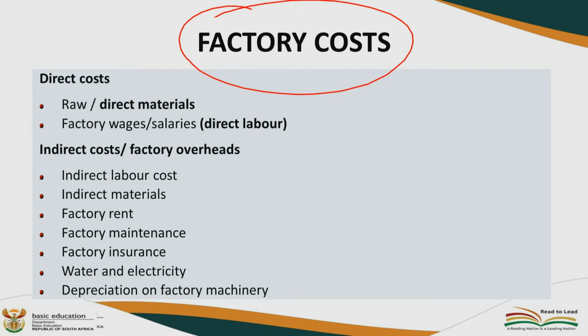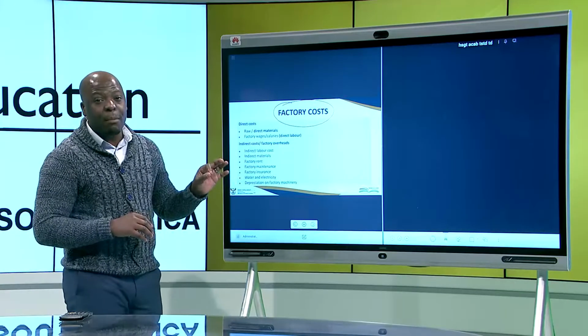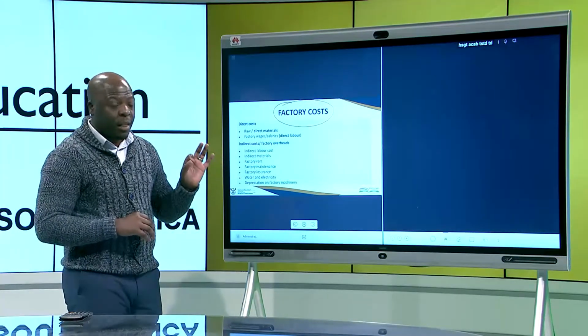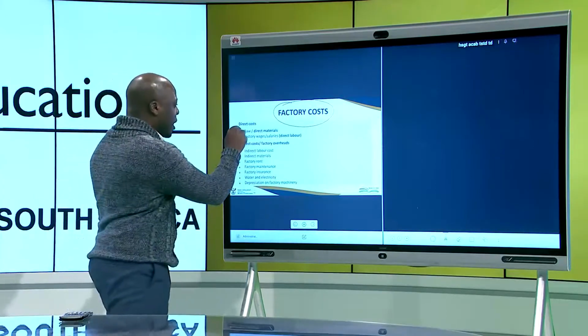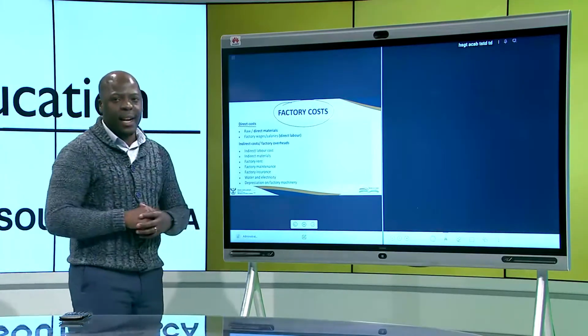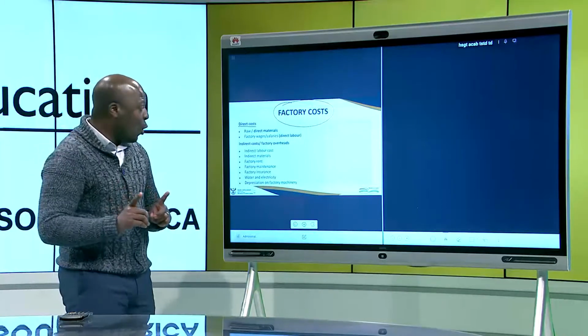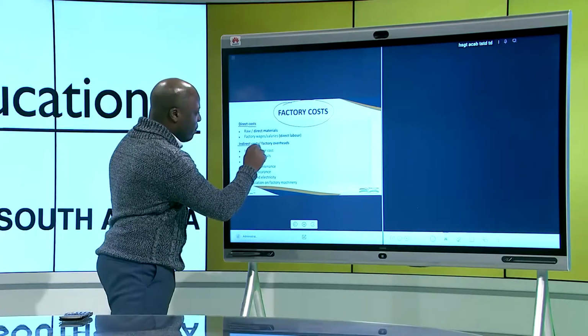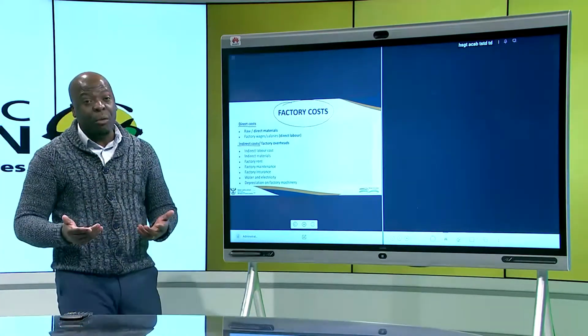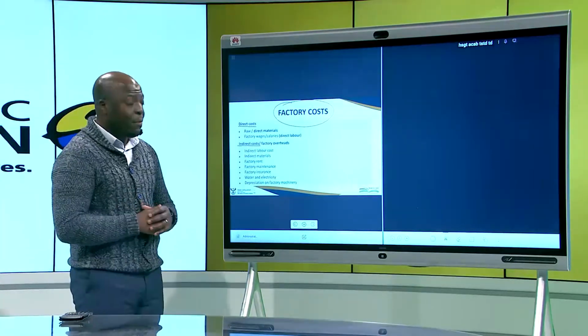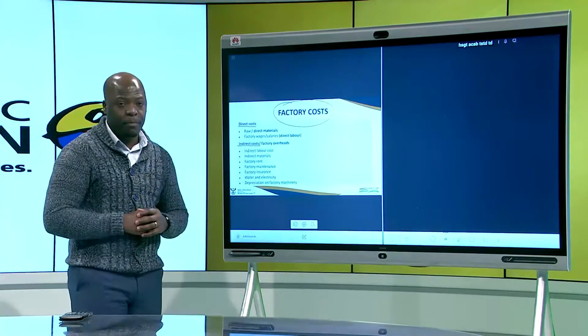All right? And in this slide, I've split them into two categories. There is what we call direct costs, and there is also what we call indirect cost or factory overheads. Let me explain firstly what are direct costs.